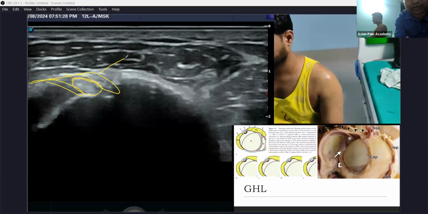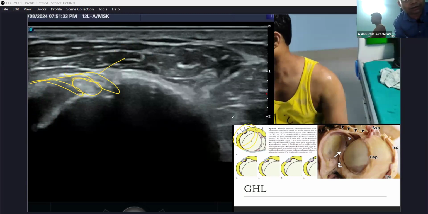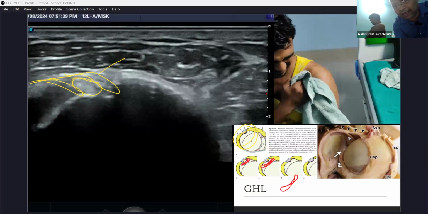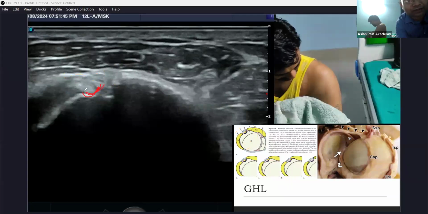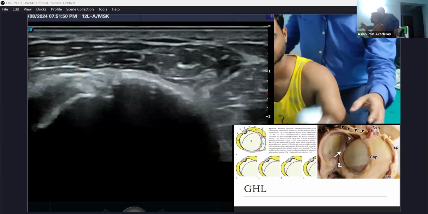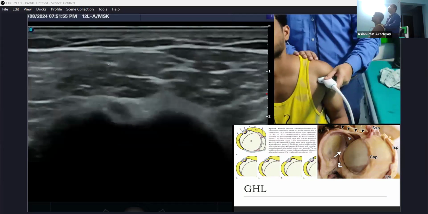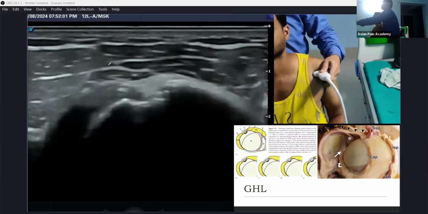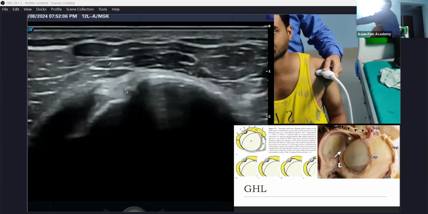So that is the coracohumeral ligament, and here you can see one black curved line. That is the area of the glenohumeral ligament, which will be below. You can see something coming from the medial side and joining here.